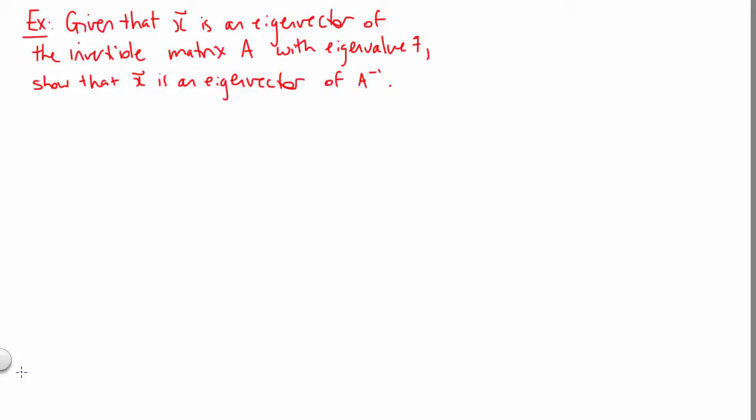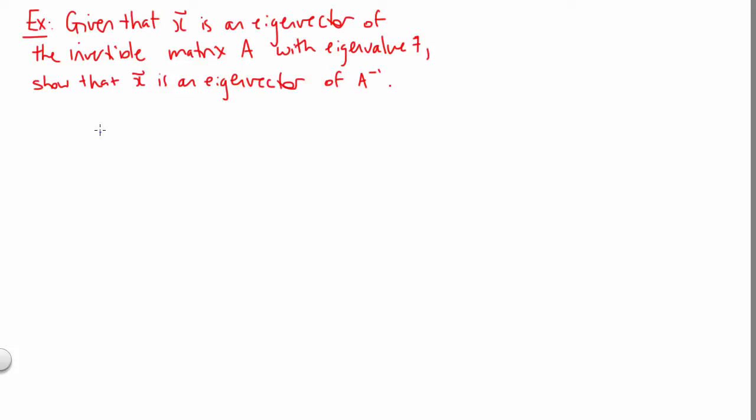In this video, we're going to do a little proof about eigenvectors. Here's the problem. Given that x is an eigenvector of the invertible matrix A with eigenvalue 7, show that x is an eigenvector of the matrix A inverse.